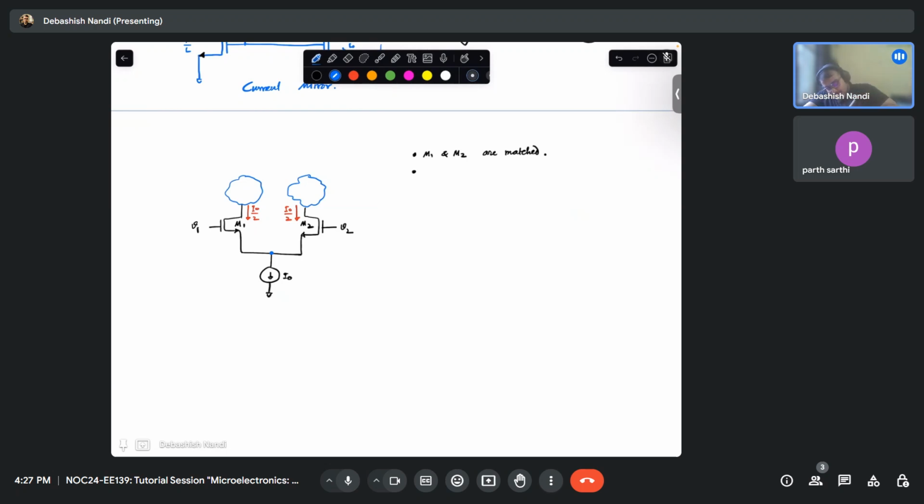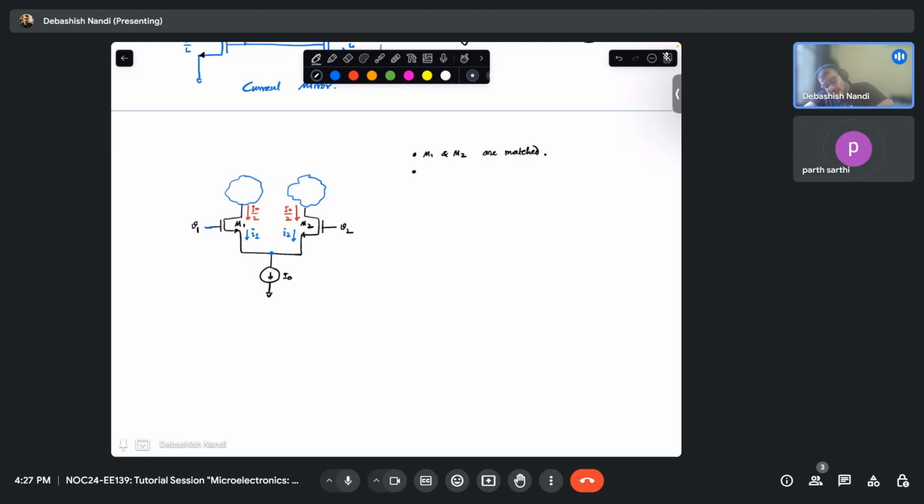Okay. Now what is the small signal current? Due to presence of V1, there will be a small signal current, let's say I1, and due to V2, there will be a small signal current I2. What is I0 by 2? I0 by 2 is your DC current. And small I1 and small I2 are the AC small signal currents that are flowing due to V1 and V2. Yes, sir.